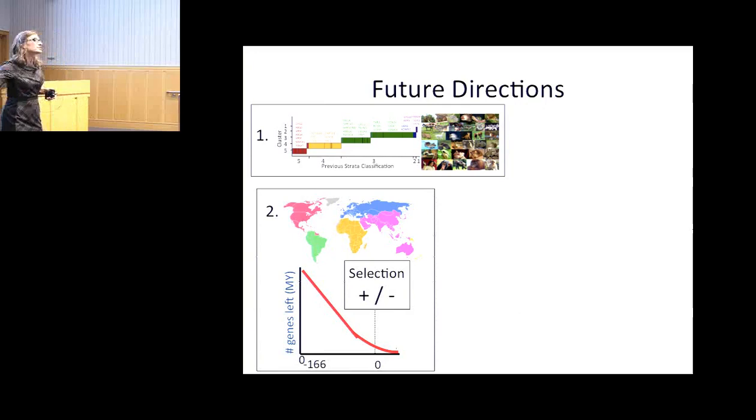I have a collaborator that's collecting samples across the world, and we can look at patterns of diversity and the topology of the tree to see if we can try to distinguish between recurrent positive selection or purifying selection, or perhaps some combination of the two on the Y chromosome.